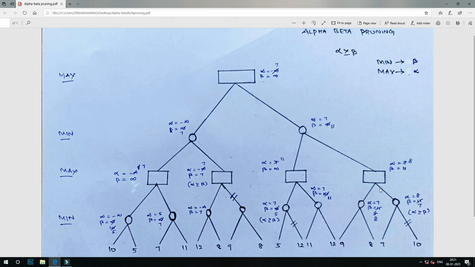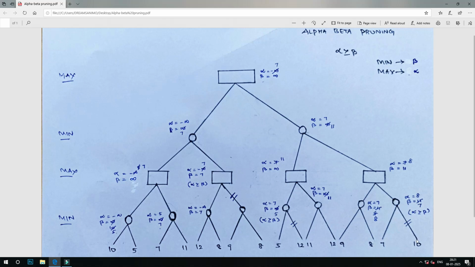So the value is traversed upwards. And for the maximum value, we check the alpha equal to 7 and beta equal to 8, right? So which is big? 8 is big. So we put alpha equal to 8 and beta equal to 11 over here, right? And then check here with alpha equal to 8 and beta equal to 11. Check with the given value: is 7 small or 11 small? 7 is small, right? So we put 7 instead of 11. And then check with the 10 value.